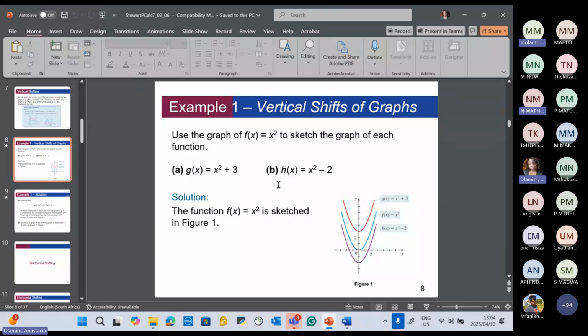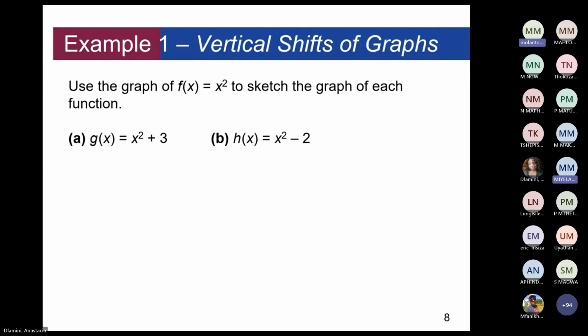Anastasia. Yes. So if they said g of x is equal to negative x squared plus 3, that means the graph should be pointing downwards. Correct. So if they say g of x is equal to negative x squared plus 3, it should be pointing downwards. Yes. Okay, thank you.